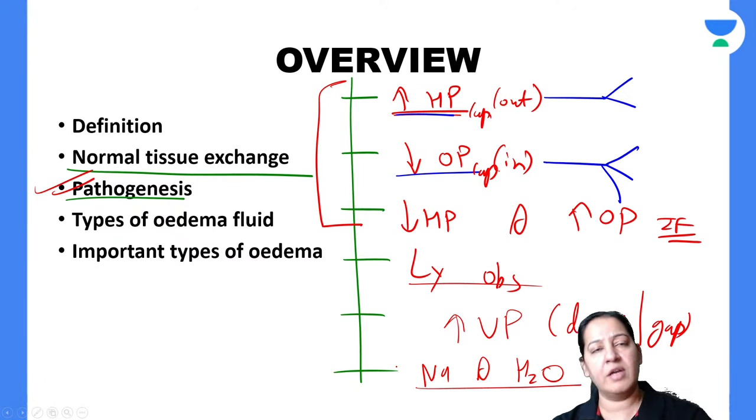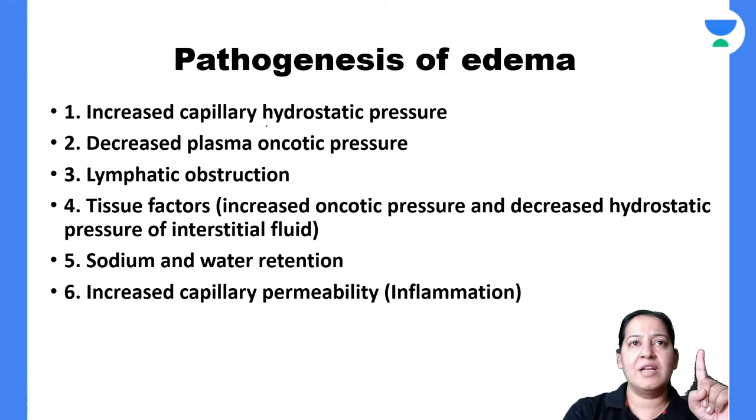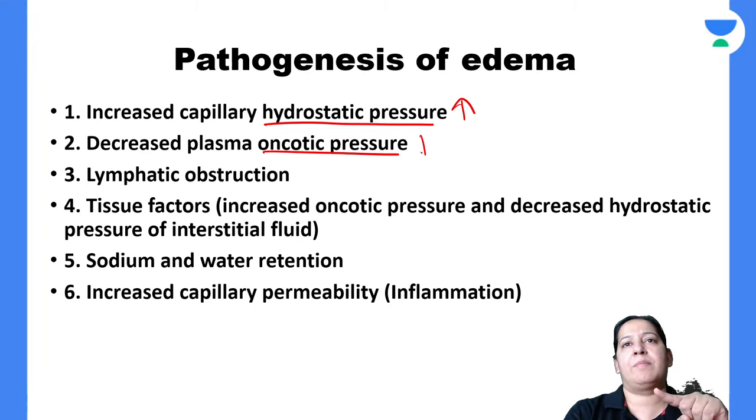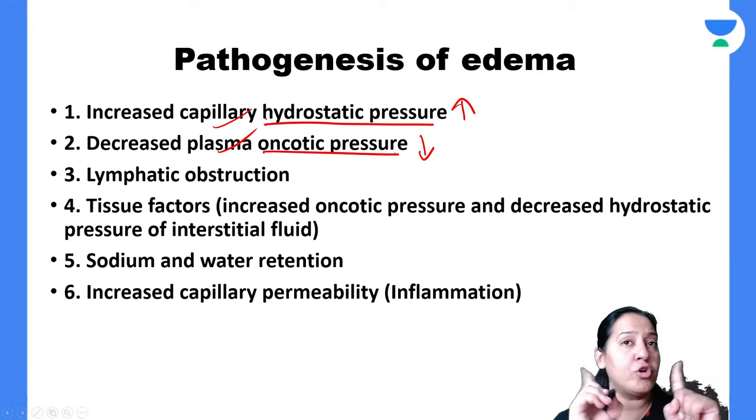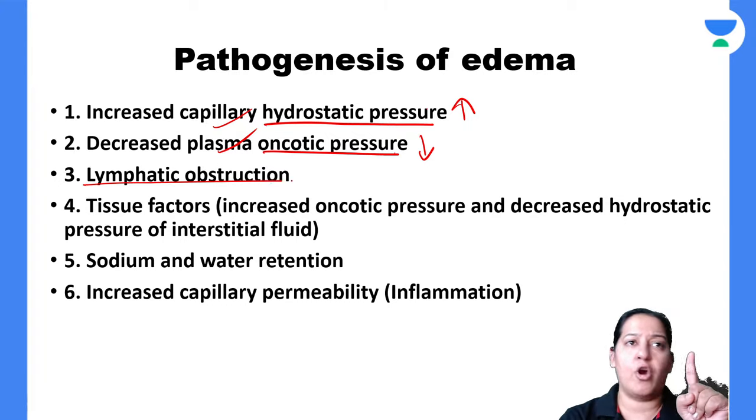Have you got it? What are the 6 causes of edema? You tell me, they are in front of you. Can you enumerate them? The first is increased hydrostatic pressure. The second is decreased osmotic pressure. These both are major pressures, that is capillary pressure. I'm not talking about interstitial fluid. The major pressure: outward is more, inward is less. The third is lymphatic obstruction.